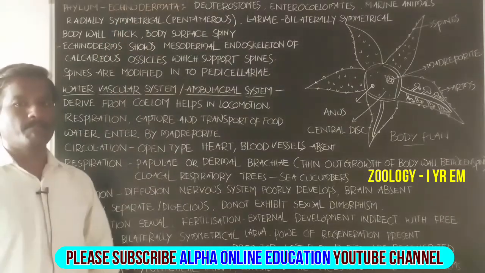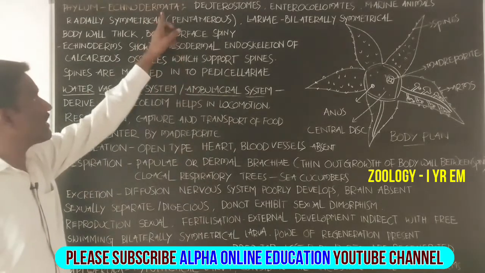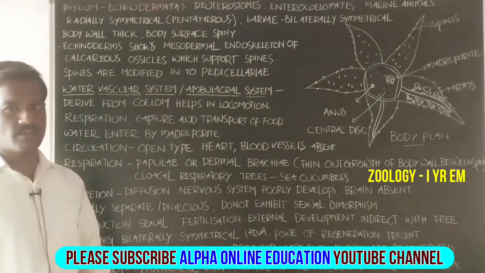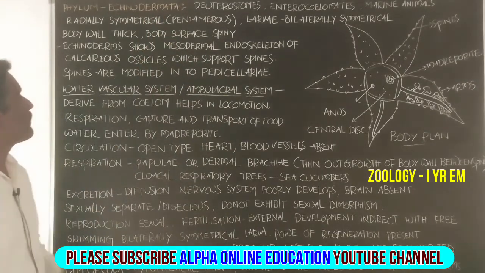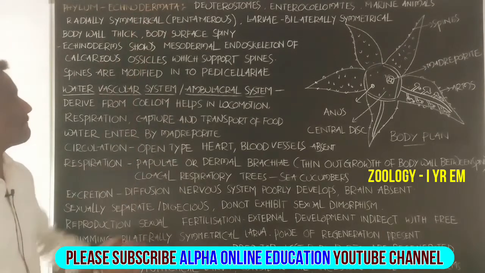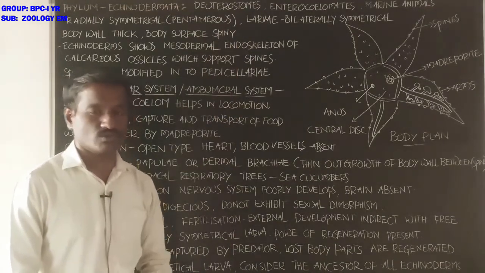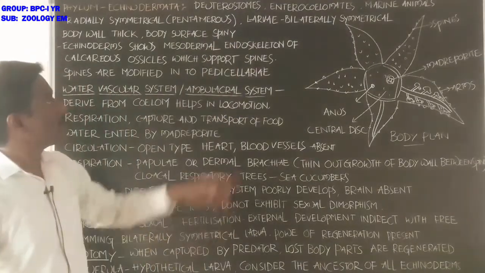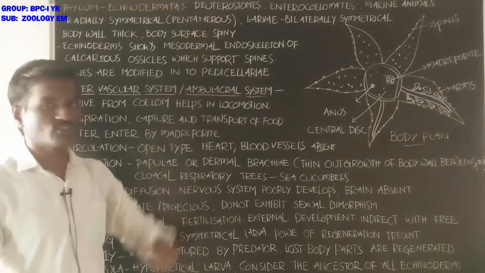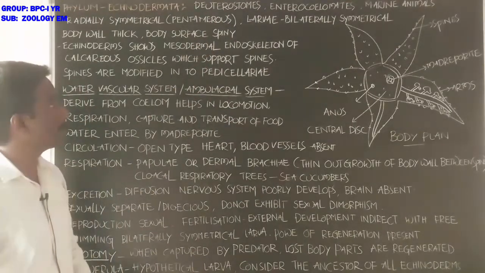Echinodermata. Echino means spines. Dermata, present on the surface of skin. These are deuterostomes. Okay, students? Deuterostomes, that means the blastopore develops into the anus, and the mouth forms later.